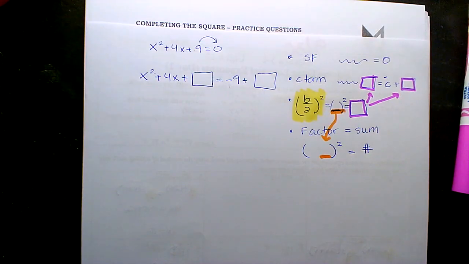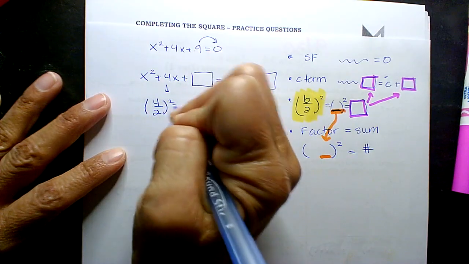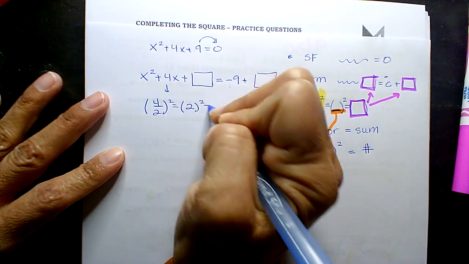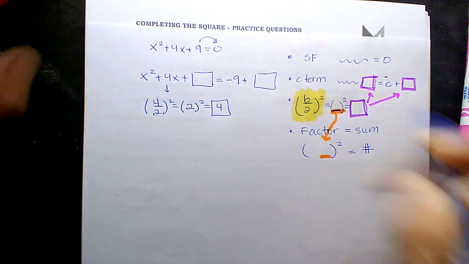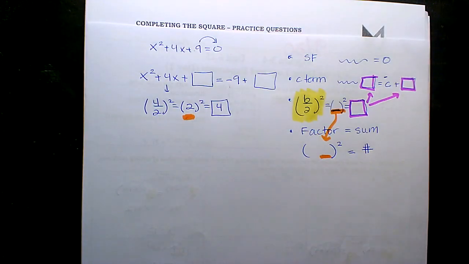Okay, next, I'm going to take my B value, cut it in half and square it. But remember, I tell you guys, do it in 2 steps so that you can for sure use this number.